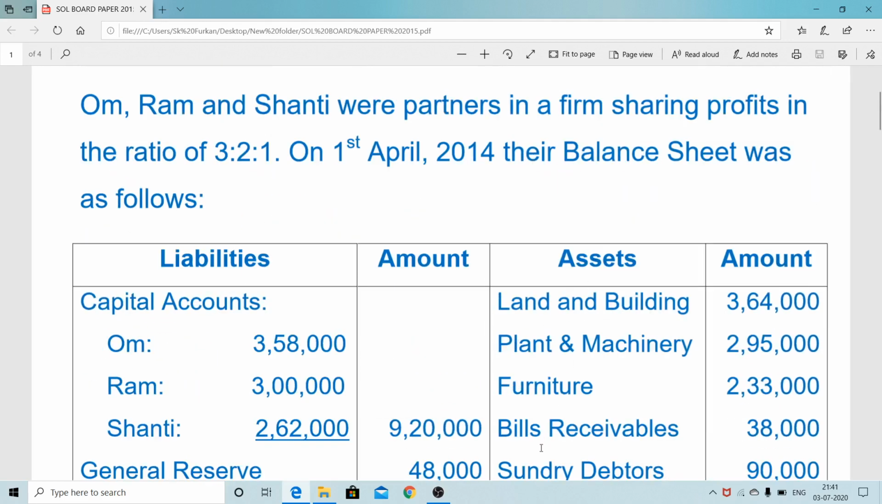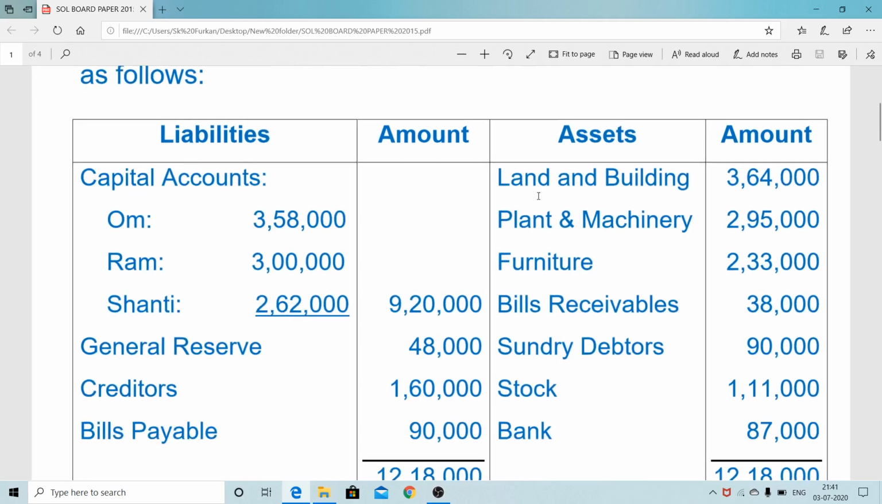This is the asset side and this is the liability side. On the asset side, all are common, known terms. Land and building, 3,64,000 amount. It is a fixed asset. Plant and machinery, 2,95,000, another fixed asset. Furniture, 2,33,000, another fixed asset.